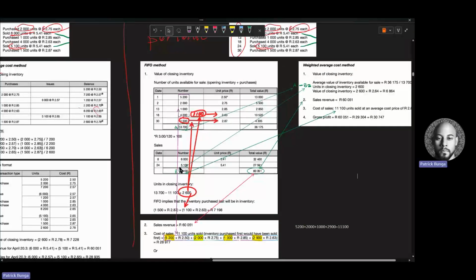We had 6,000 units that we sold and 5,100 units that we sold. The total that we sold is how many units? Sorry, it's 11,100. So we can see that what we acquired is slightly higher, 13,700, and we sold 11,100. So 13,700 minus 11,100 will give us 2,600 units. That would be what is remaining at the end of the month.